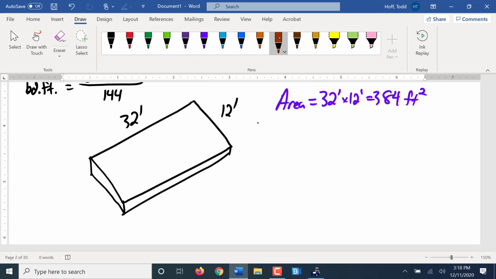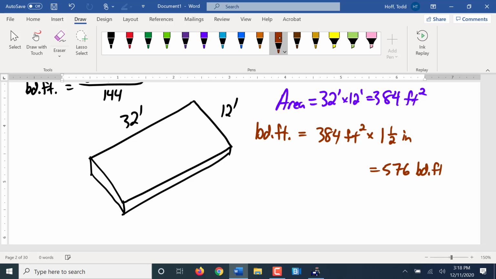So the board footage is that area, 384 square feet times the thickness. Now we're using those 1.5 by 11.25 boards, so the thickness is the 1.5 inch of the board. Is it 576? Is that right? Yeah, okay. So 576 board feet is what we need to do that deck.